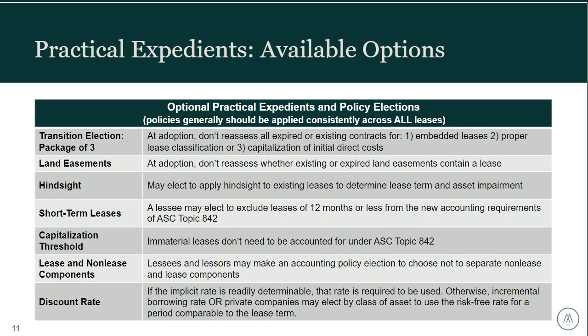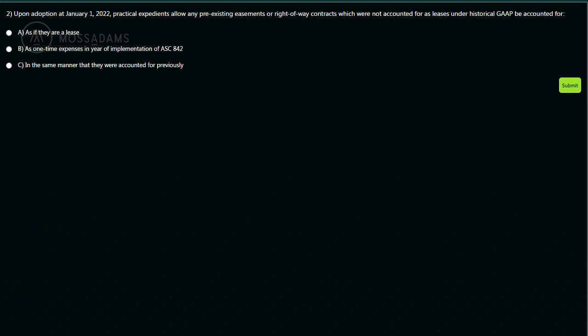Danielle, polling question number 2. Thank you, Julie. Upon adoption at January 1, 2022, practical expedients allow any pre-existing easements or right-of-way contracts which were not accounted for as leases under historical GAAP to be accounted for: A, as if they are a lease. B, as one-time expenses in the year of implementation of ASC 842. C, in the same manner that they were accounted for previously.